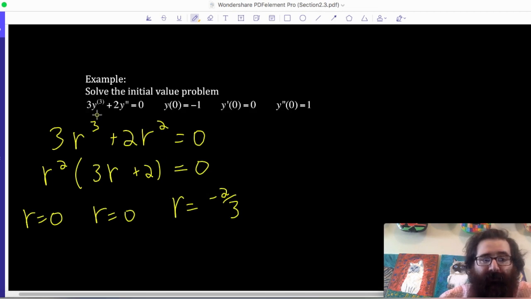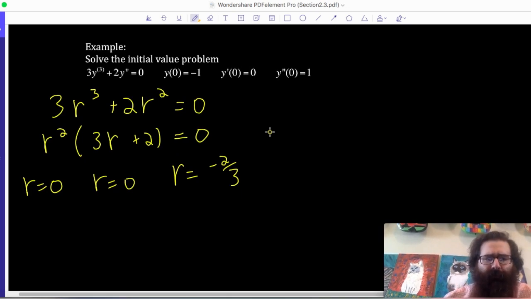So I want you to notice, since the order of the differential equation is 3, we should have 3 pieces to our solution to the homogeneous differential equation. I have 3 initial values to help me solve for 3 unknown constants. But let's go ahead and start building our solution.